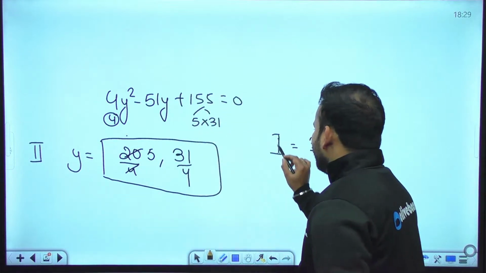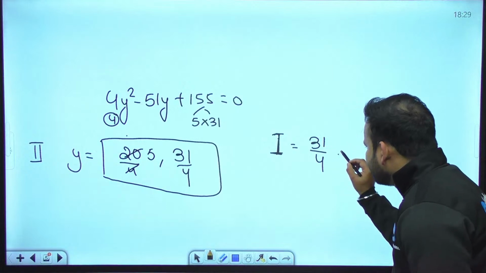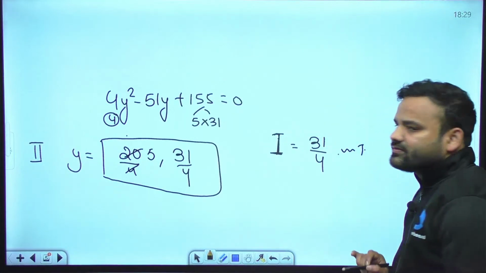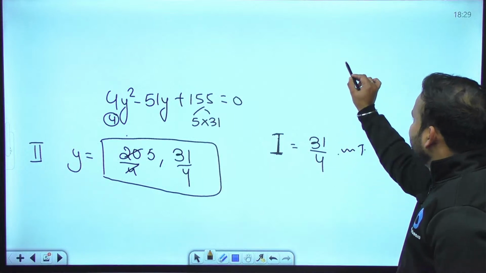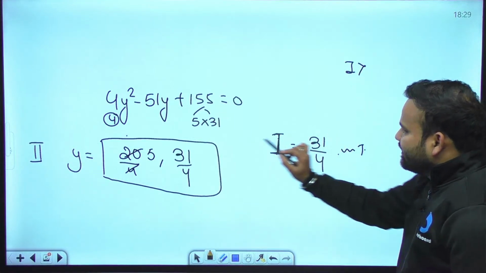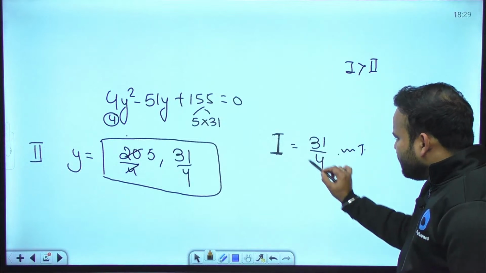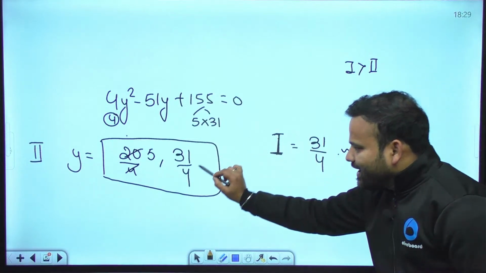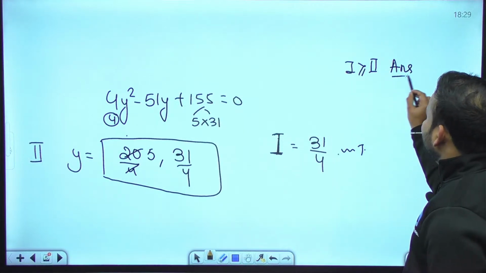Quantity 1 is 31 by 4. So it is clearly visible 31 by 4 is almost equal to 7 point something. So the 31 by 4, that is quantity 1, is greater than that of 5, quantity 2. Also quantity 1 is equal to that of quantity 2 also. So the answer will be quantity 1 greater than equal to quantity 2.